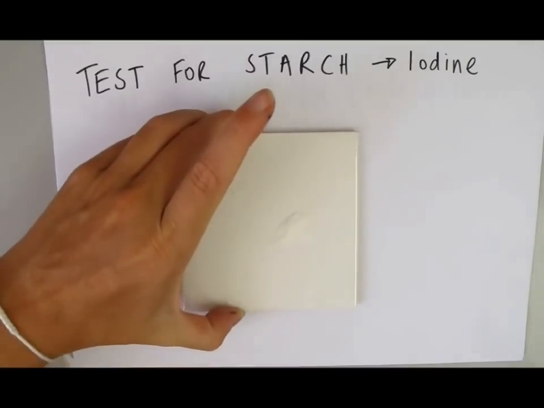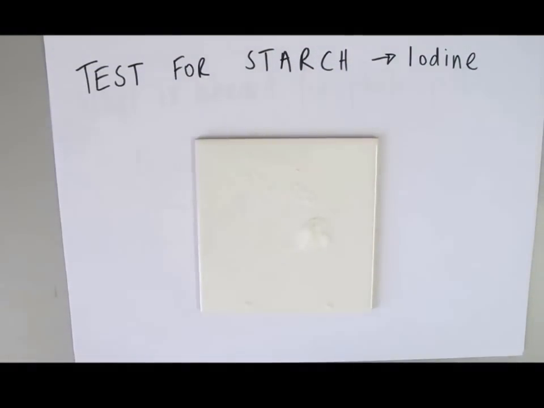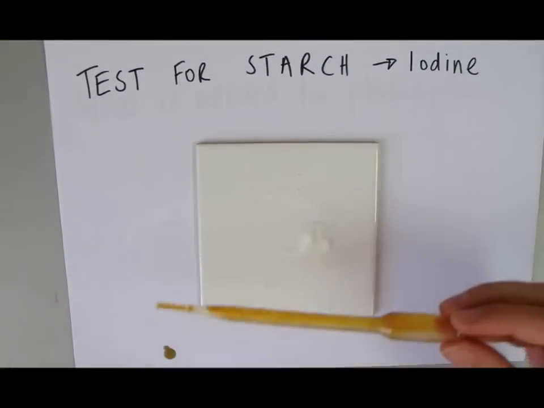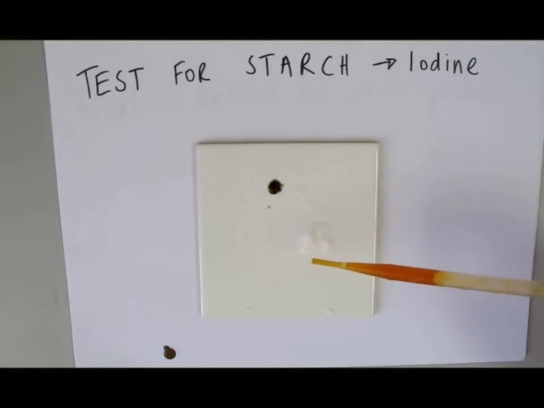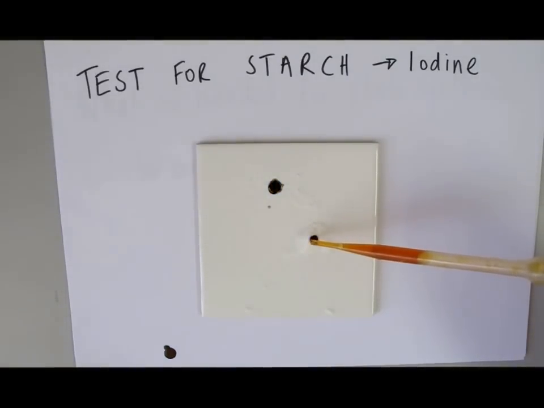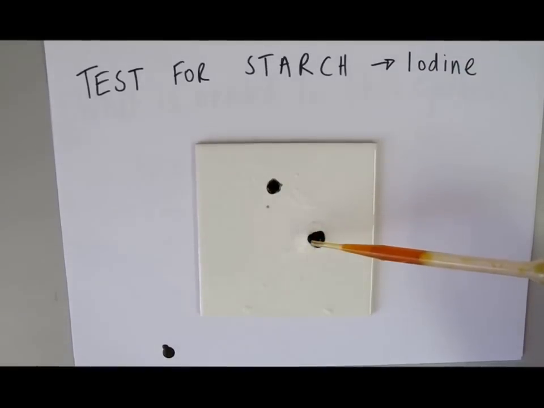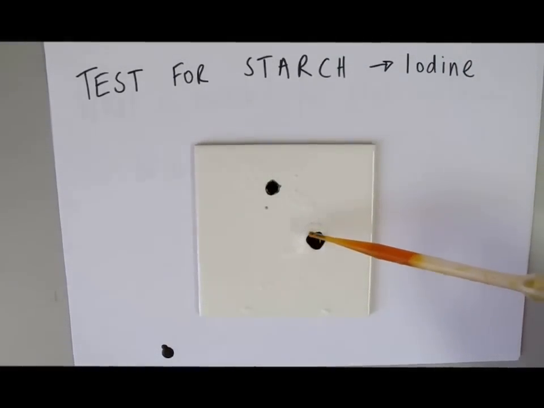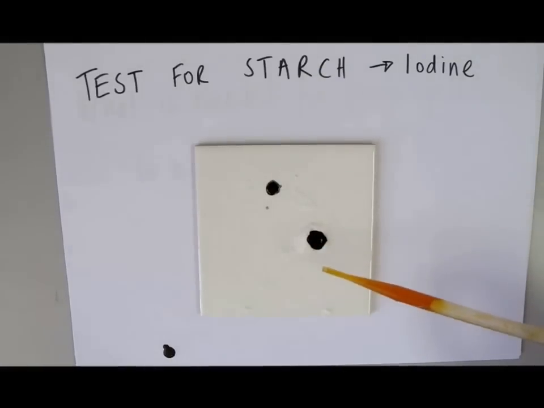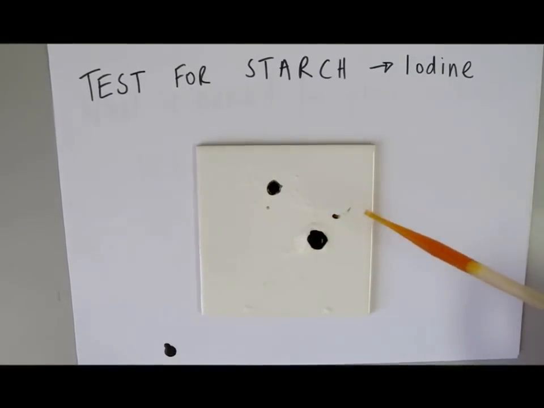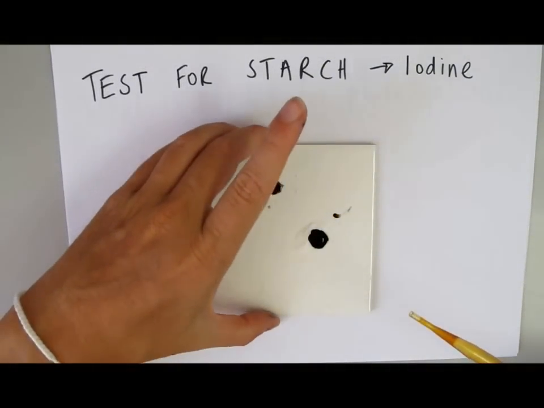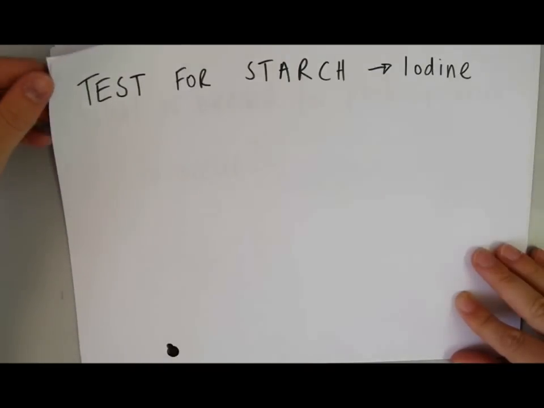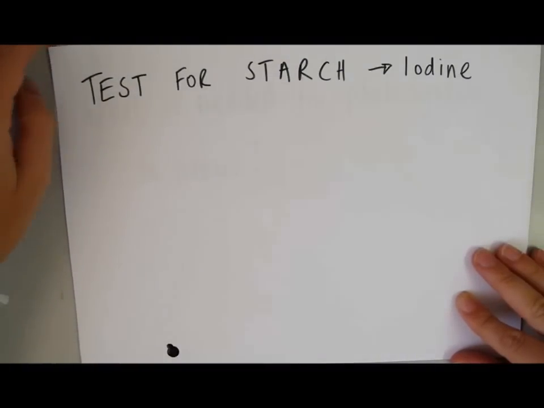So on this white tile I've got some starch, and in my pipette I've got some iodine, and you can see straight away, as soon as I add iodine to the starch, you get this deep blue-black colour showing us that starch is present. So that's what we're going to test for, and why we're going to test for starch.